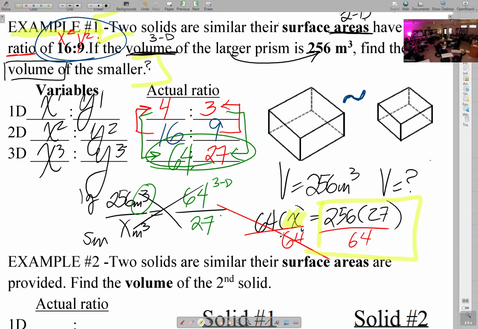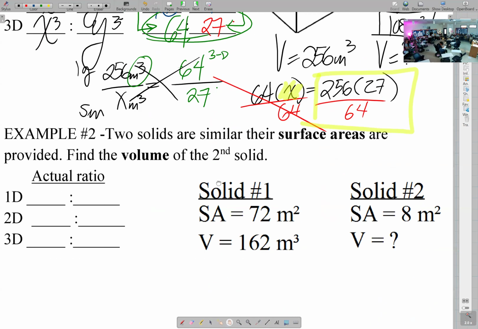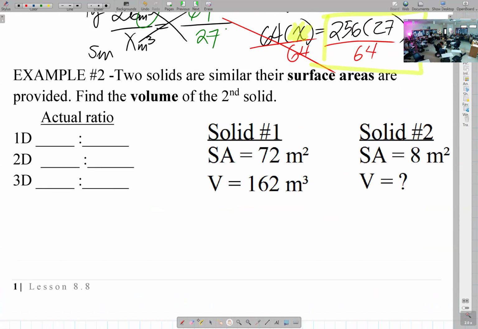All right, Lucas, what'd you get? 108 what, sir? Yep, 108 meters cubed. Thumbs up if you are in agreement with Lucas. All right, let's come down here. Ready, and read out loud. Go.